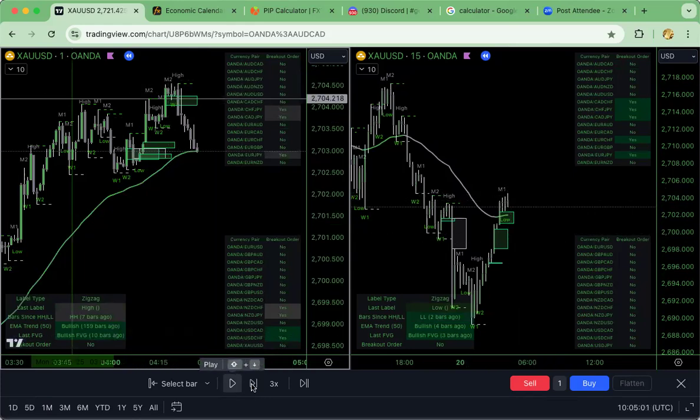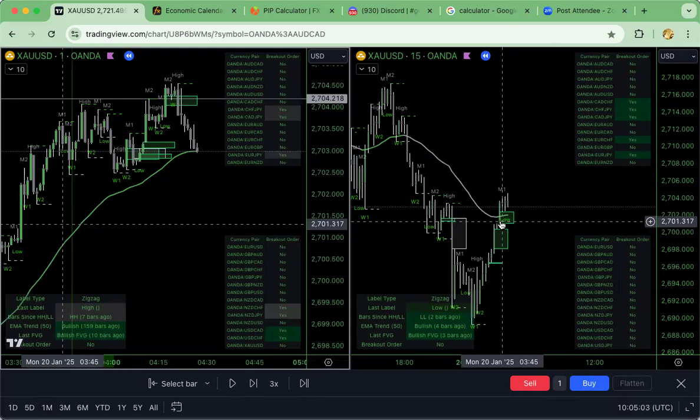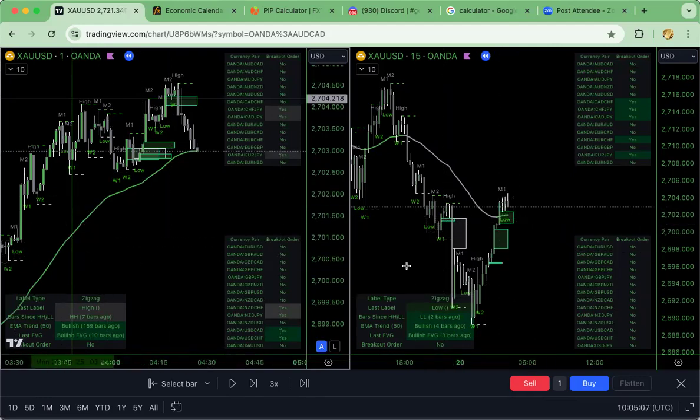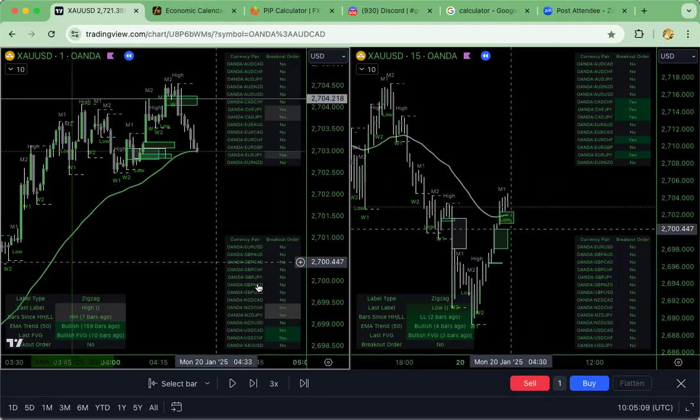Let's just see. Remember, this is like scalping now, guys and girls. Right now, if we're using 1 minute and 15 minute charts, this is not swing trading.